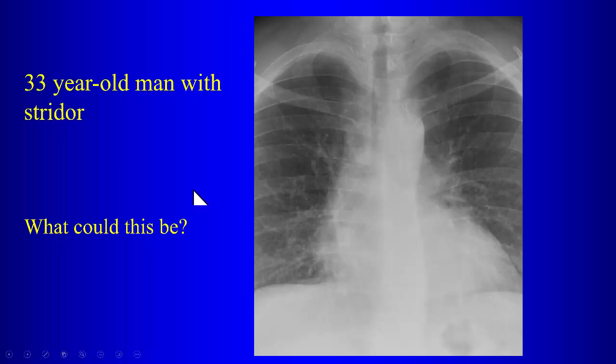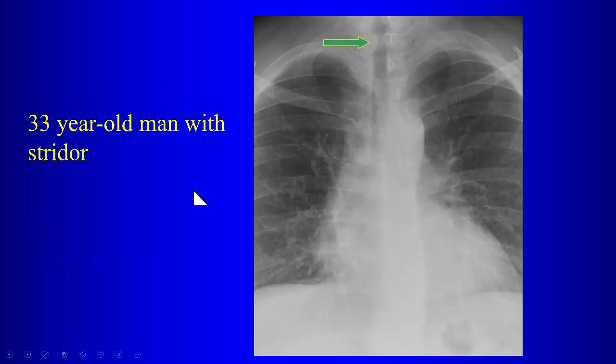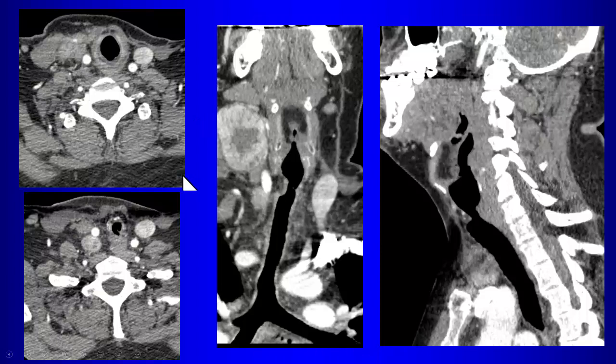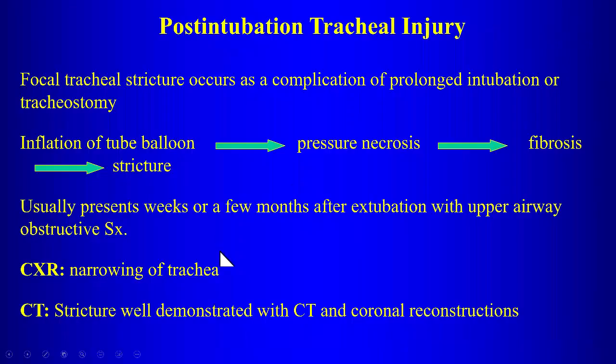Yeah, so you would ask about history of prior intubation. Right? So this is a stricture in the trachea, and with CT we can demonstrate these very nicely with the coronal and sagittal reformats. So these are focal areas of narrowing here near the thoracic inlet within the trachea from prolonged intubation. So what happens is the balloon is inflated, results in pressure necrosis, fibrosis, and stricture.